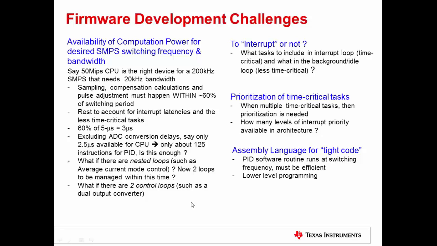Things can get further complicated if there are nested loops or independent control loops which need to be controlled, for example, in a dual output power supply. Next come questions such as, should I use the interrupt or not? What tasks to include in the interrupt loop and what tasks to put in the background loop? And then what task to prioritize when multiple time critical tasks all need to be managed at the same time. Prioritization is absolutely necessary. So how many priority levels are available in the device architecture?